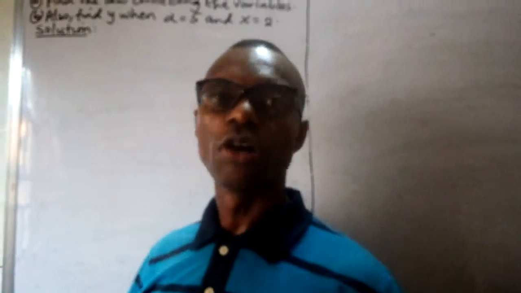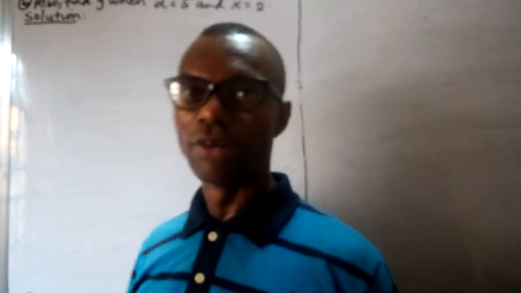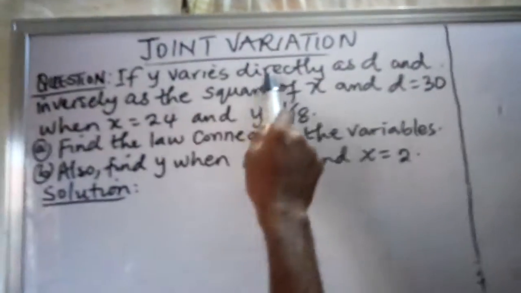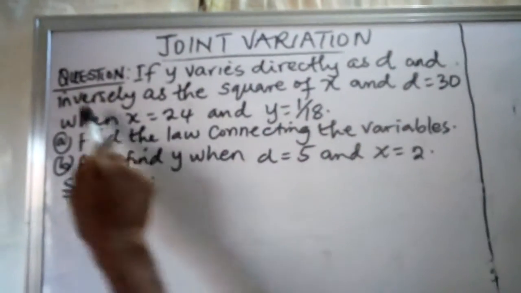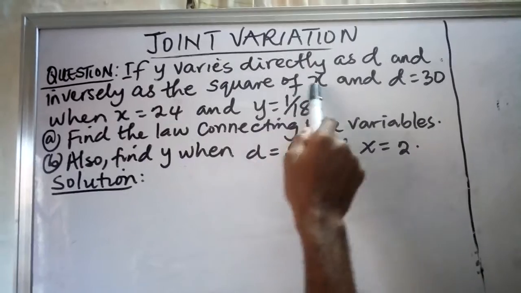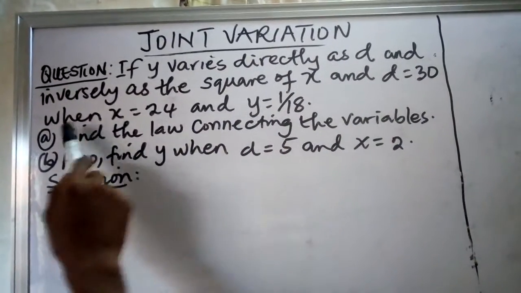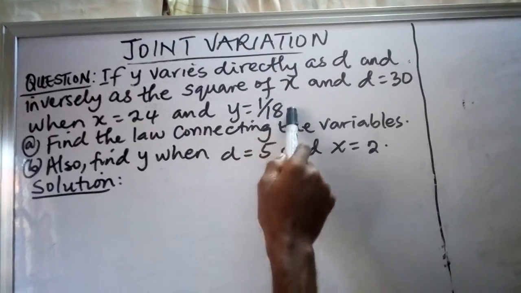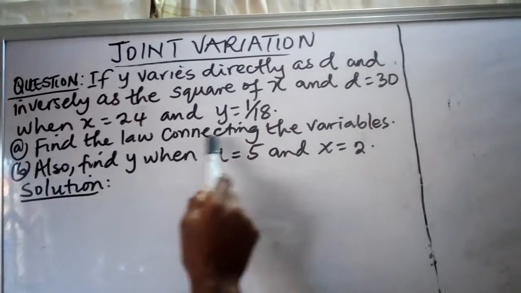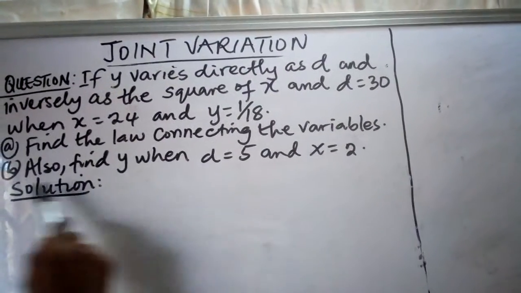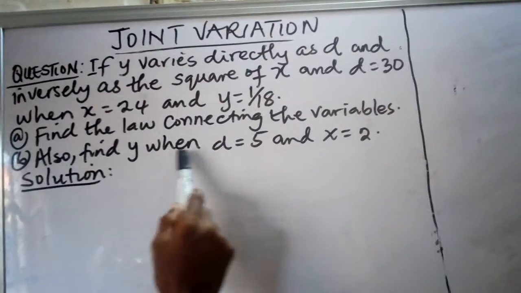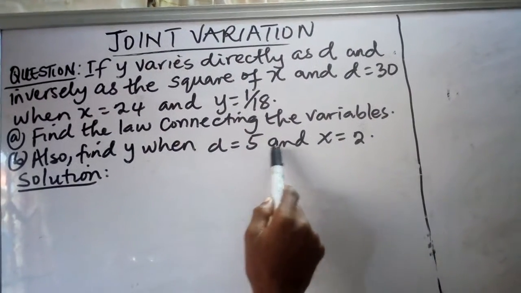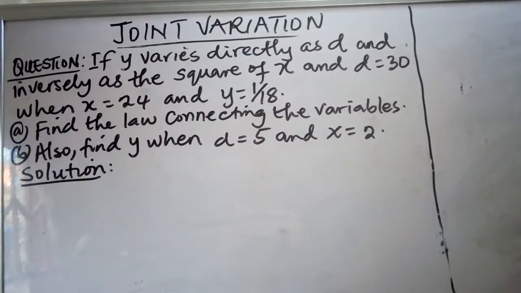To learn how to solve an exercise on joint variation. Question: if y varies directly as d and inversely as the square of x, and d is 30 when x is 24 and y equals 1/18, A. Find the law connecting the variables. B. Also find y when d equals 5 and x equals 2.